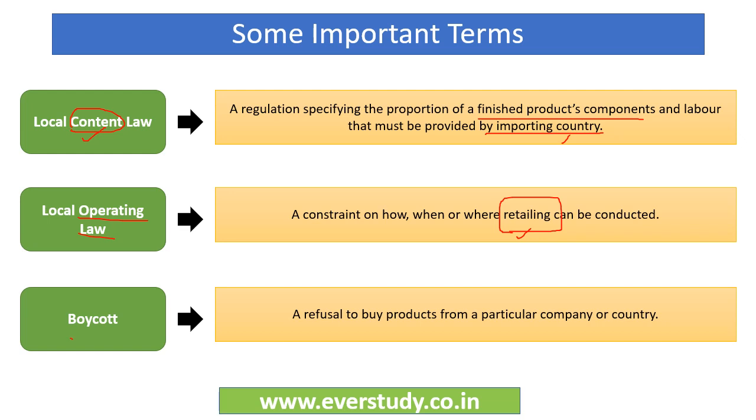Next is boycott. Now boycott is something which we are completely boycotting. We are not considering that item. So it means refusal to buy products with regard to a particular company or a particular country. For example, we may boycott Chinese goods. So this is about refusal to buy Chinese goods.